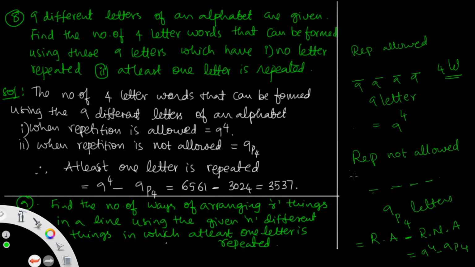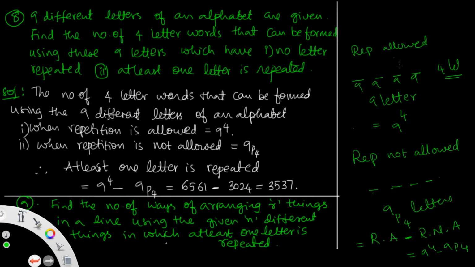So to form a 4-digit number where repetitions are allowed, it means any digit can be used any number of times. Each box can be filled in 9 ways: first place 9 ways, second place 9 ways, third place 9 ways, fourth place 9 ways. So the total is 9 power 4 when repetitions are allowed.